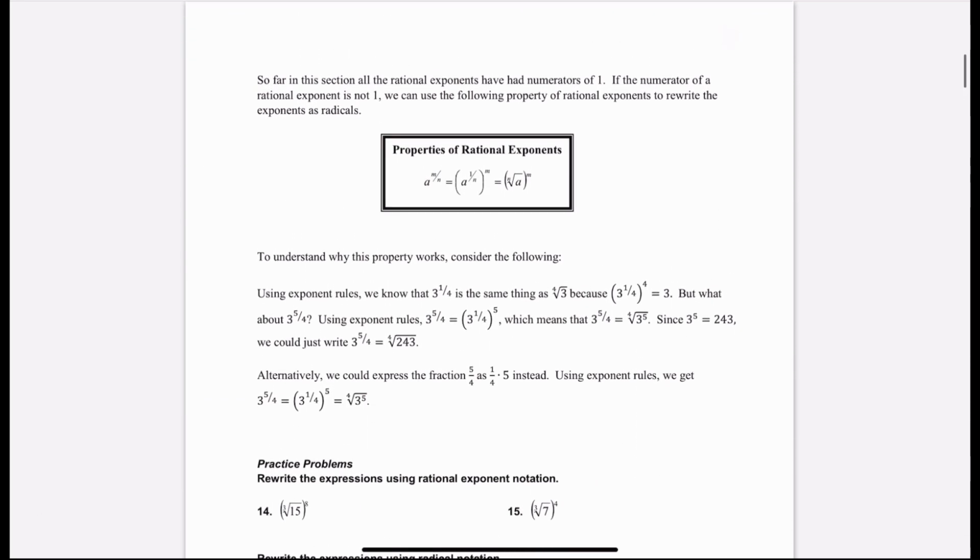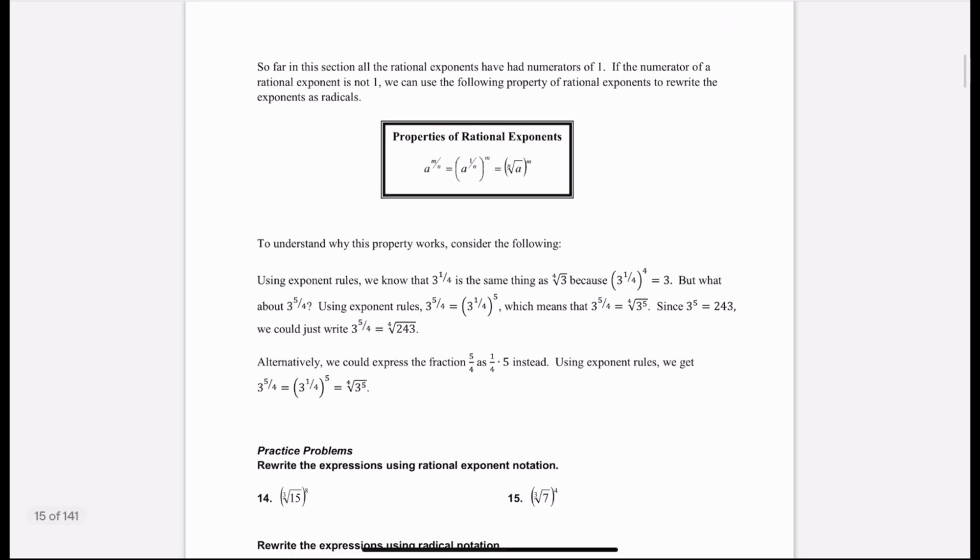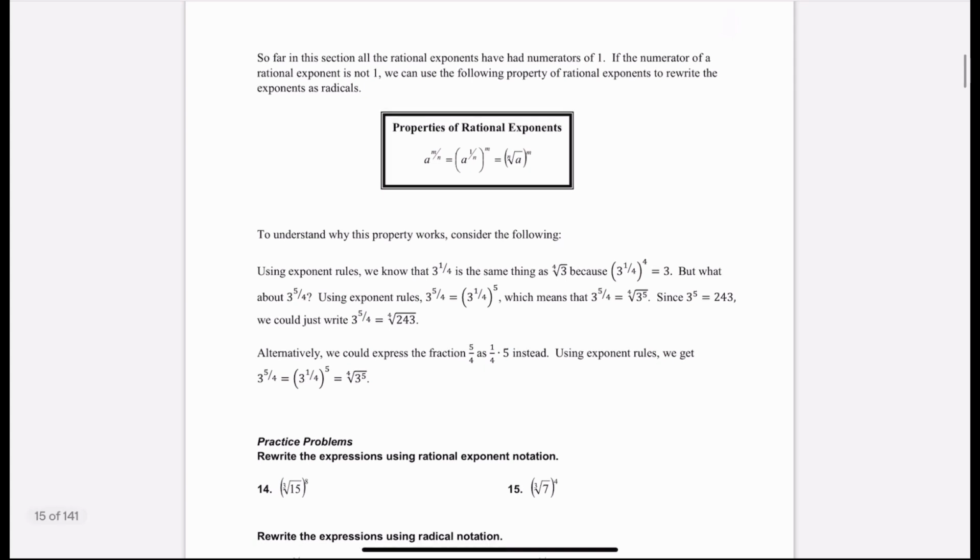So far in this section, all the rational exponents have had numerators of 1. If the numerator of a rational exponent is not 1, we're going to use this property coming up, the properties of rational exponents, to rewrite the exponents as radicals. If you have a to the m divided by n, we have a to the 1 over n, all to the m power. We can write it as the nth root of a to the m power.